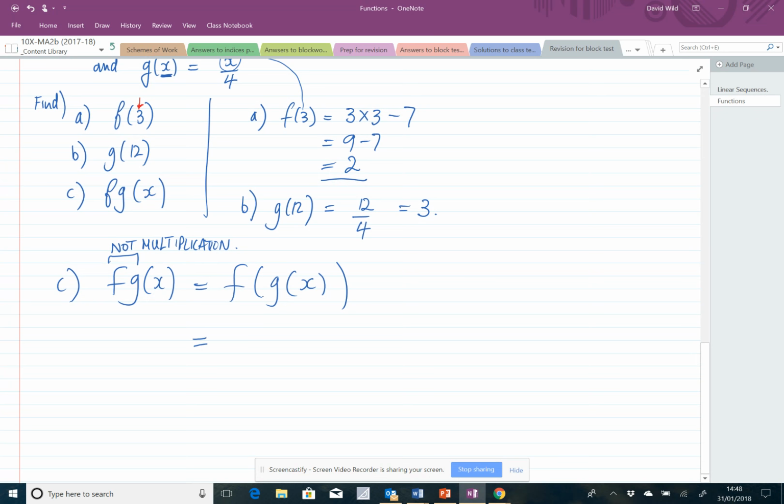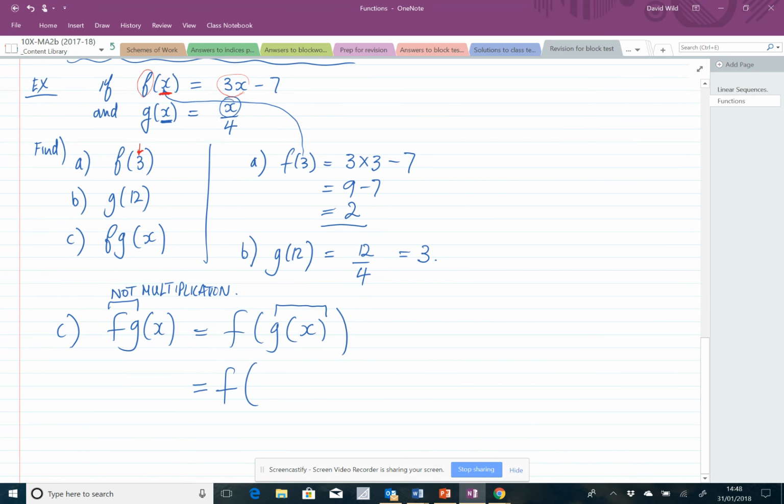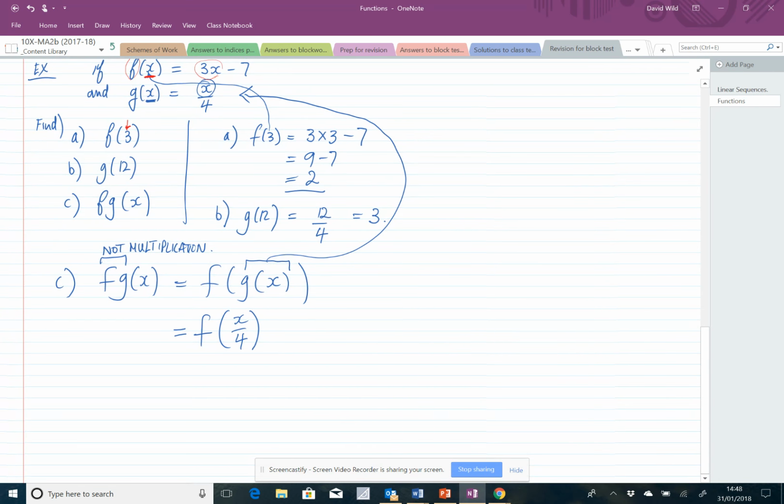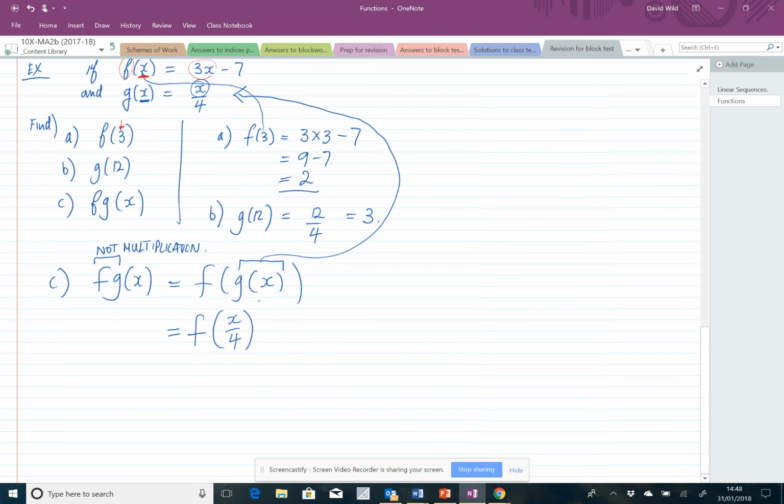So what we're going to do is start from the inside and work outwards. We're going to leave this outer function, f, just as it is, and I'm going to replace this g of x with what g of x is. And what is g of x? Well, it's written right here for us. It's x over 4. Simply replace this inner function, g of x, with what g of x actually is up here.